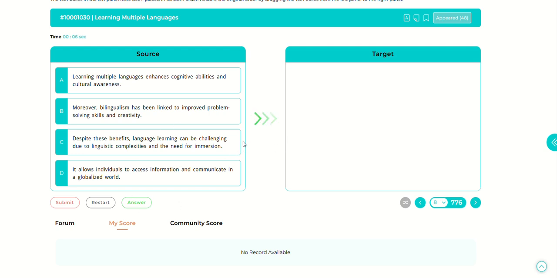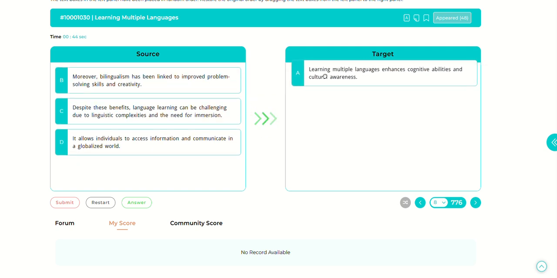Okay, here I am searching for a wide sentence, not a specific one, such as "learning multiple languages enhances cognitive abilities and cultural awareness." Here it starts with "it", so it will refer back to something. "Despite these benefits", no, these benefits refers to another issue, so it will not be this one. "Moreover, bilingualism has been", no, moreover, so it is added.